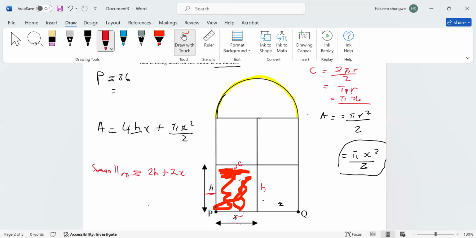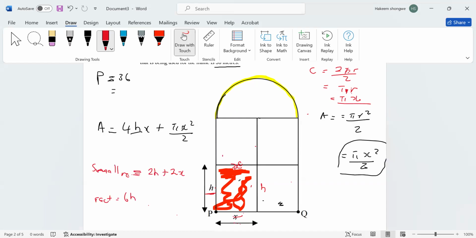Now, for the bigger rectangle, we're going to have this thing 4 times. Let's count the h that we have: 1, 2, 3, 4, 5, 6. Oh, it's 6. So the perimeter of the bigger rectangle is going to be 6h.